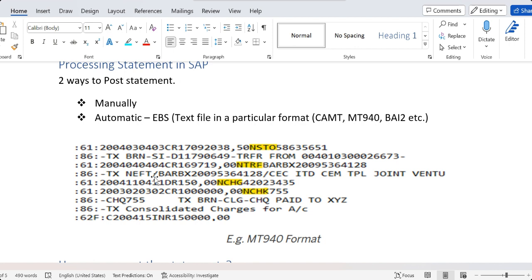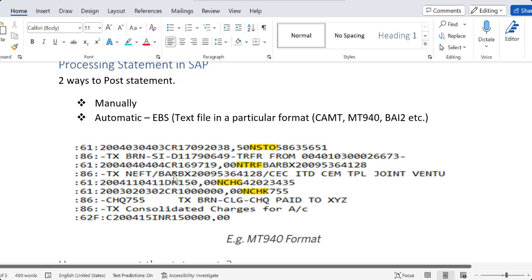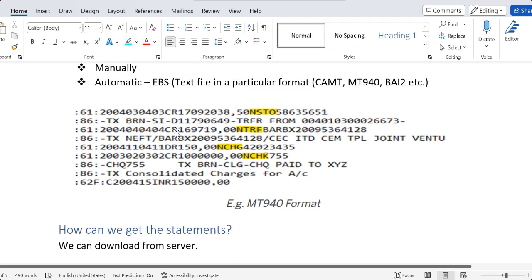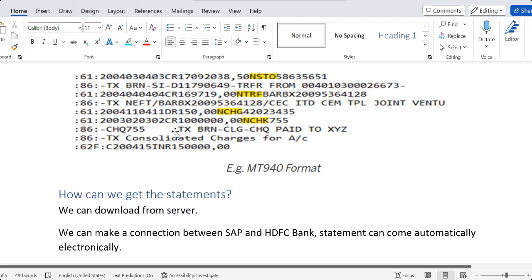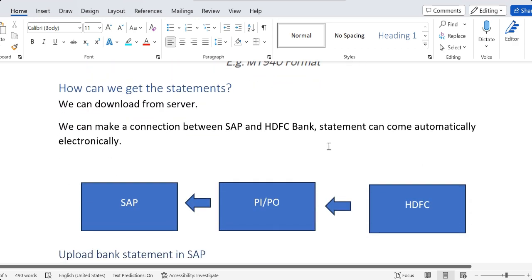But as I mentioned, in ERP applications nowadays, it's very easy to process such a number of files, right? So even companies use such processes in day-to-day business to post the EBS. Okay, so if we have a connection, we can get it. Otherwise, we can download it.